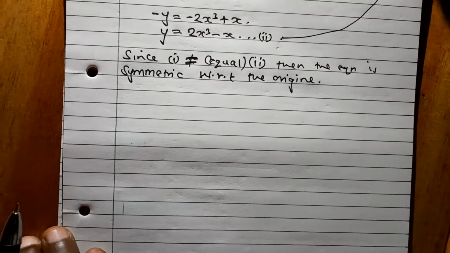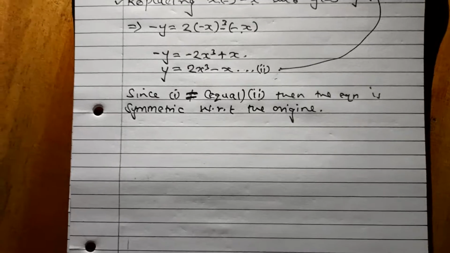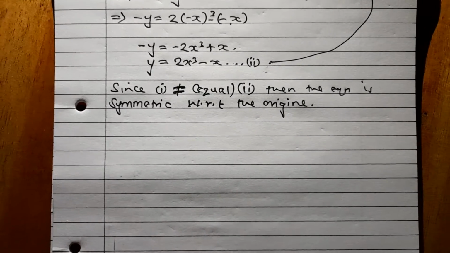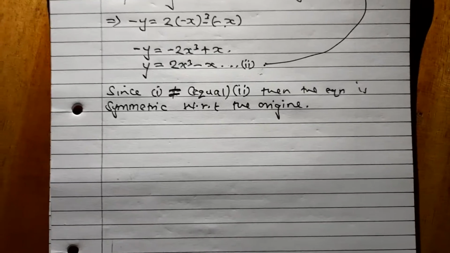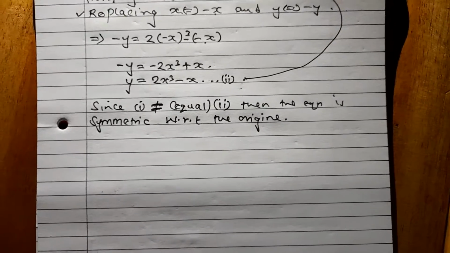We have discussed the intercept. We have also discussed the symmetric property of a function. So having the intercept and the symmetric property, we can go ahead and sketch the graph of a given equation. So let's have an example here.